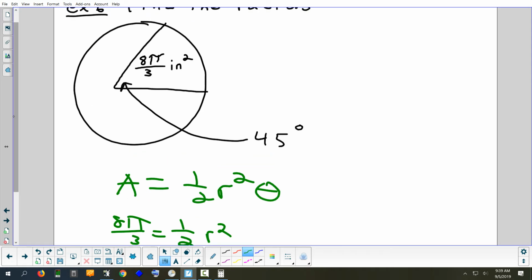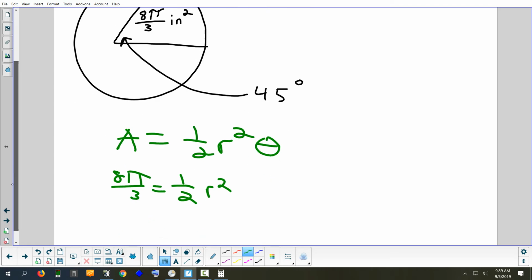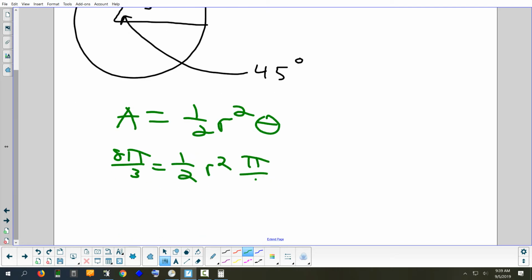And Emily, how about my angle? 45 degrees. Okay. Any thoughts about that angle? It has the degree mark on it. Yes, it does. Yep, Elizabeth? You have to convert that to radians. Okay, when you convert it, you'll get pi over 4. So your angle is pi over 4.